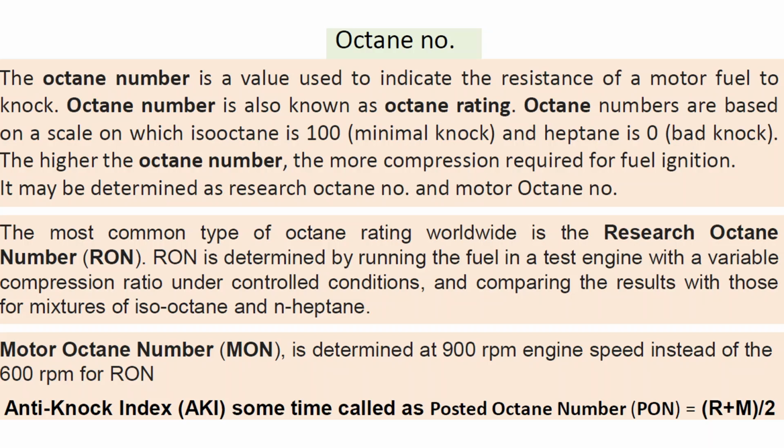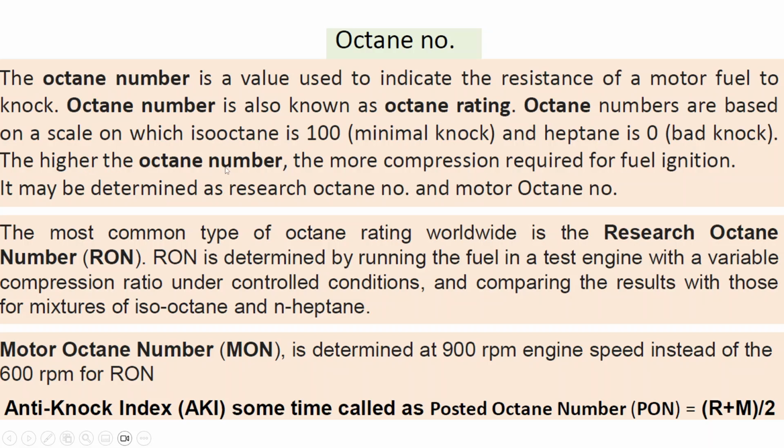Now coming on to another property, that is octane number. It is basically a value to indicate the resistance of a motor fuel to knock, so it is also called the octane rating. It is measured on a scale on which isooctane is taken as 100, as isooctane shows minimal knocking, and heptane as 0, which shows a very bad knock.